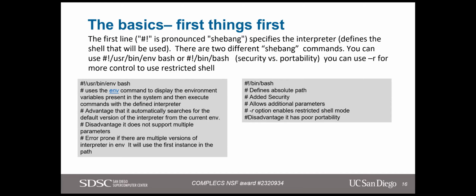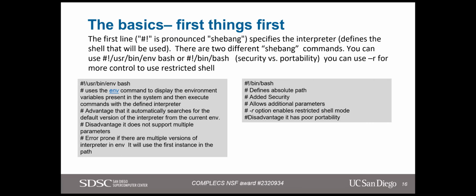So as we mentioned, that first line is pronounced shebang. It starts with the hash and then the exclamation mark, and it specifies the interpreter you're going to use. There's kind of two paths you can go down. You can either use the env command, and that's going to display the environment that you're in and pull out the command that you're asking for. In this case, it's looking for bash. The advantage is that it's always going to search for the default version of the interpreter in the current environment. The disadvantage is that it's not going to support multiple parameters.